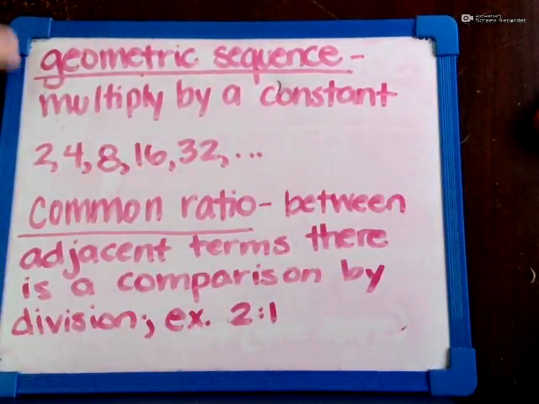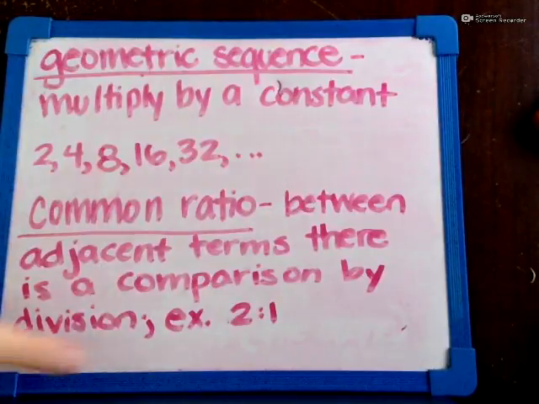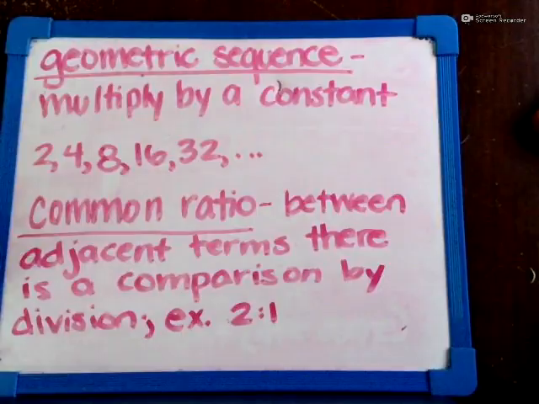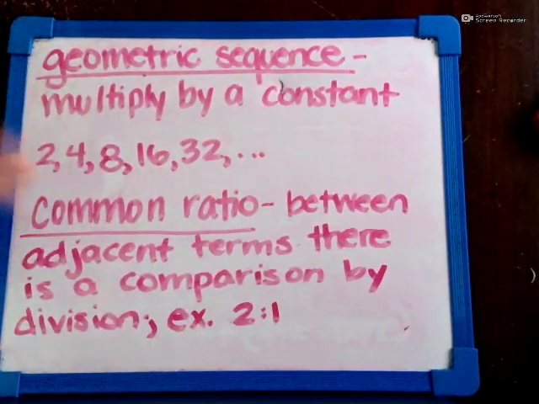When we're dealing with a geometric sequence, we have a common ratio, which means between adjacent terms, there is a comparison by division. Example, 2 to 1, or just 2, which means that they're being divided in half or multiplied by 2, because everything has an inverse, everything flip-flops. Addition and subtraction with arithmetic, multiplication and division with geometric.